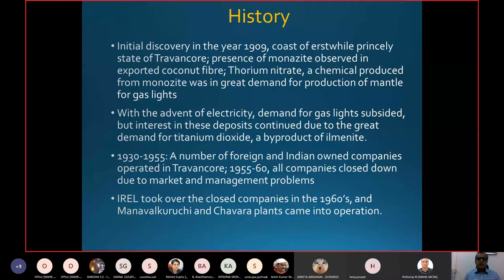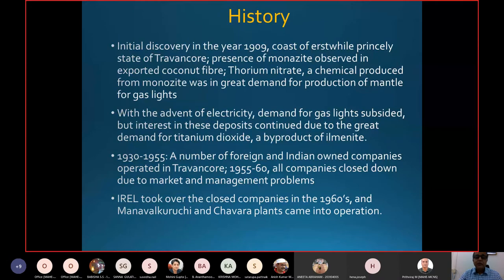I will continue about it. So as I said, the initial discovery was in 1909 in the erstwhile Travancore coast, Kerala. How it was identified is, as you know, Kerala is the land of coconuts. From coconut, we call it Kalparuksha in Kannada. So all the material from the coconut is used. They make husk fiber out of it, and they used to export it to different countries.